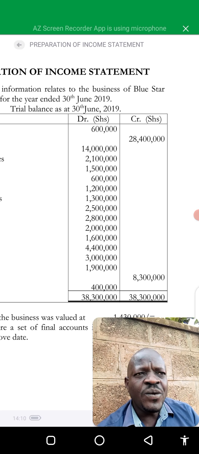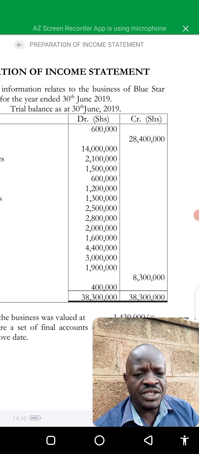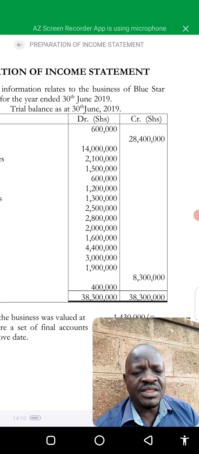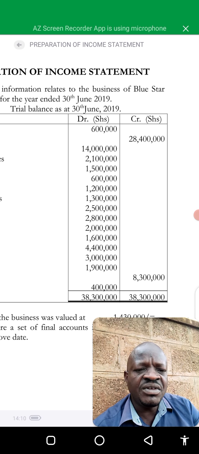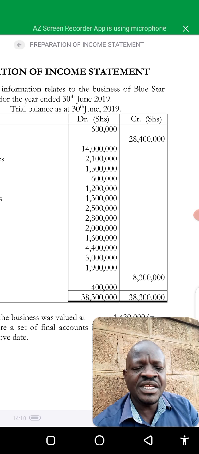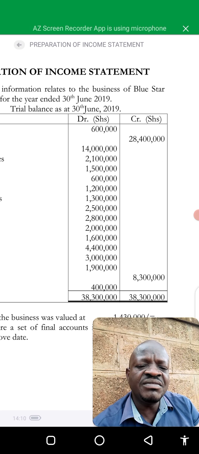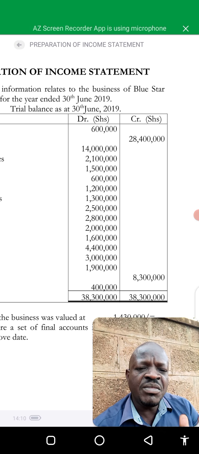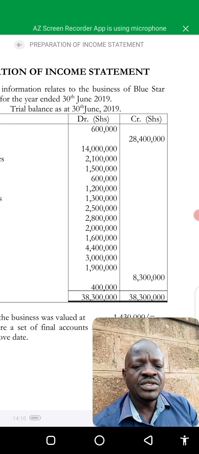1,430,000. What is the closing stock? When you are trading, when you are involved in business, and the year has come to an end, it can be 12 months, or a fiscal year, which is always 12 months. On the last date of the 12th month, let's say December 31st, you are not going to sell each and everything. There are some goods which are going to remain in the business unsold. And those goods that remain in the business unsold are the ones we call closing stock.